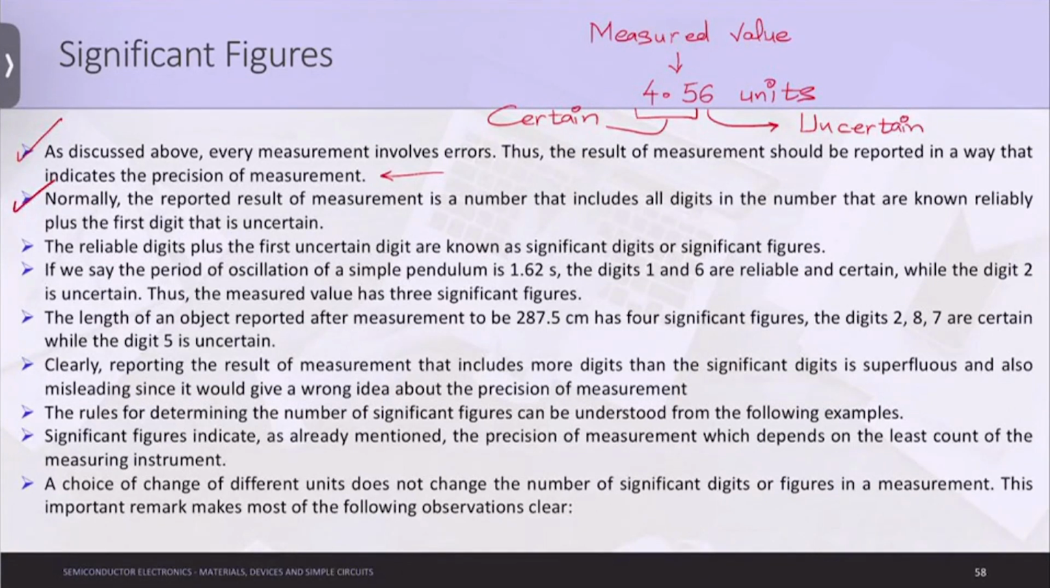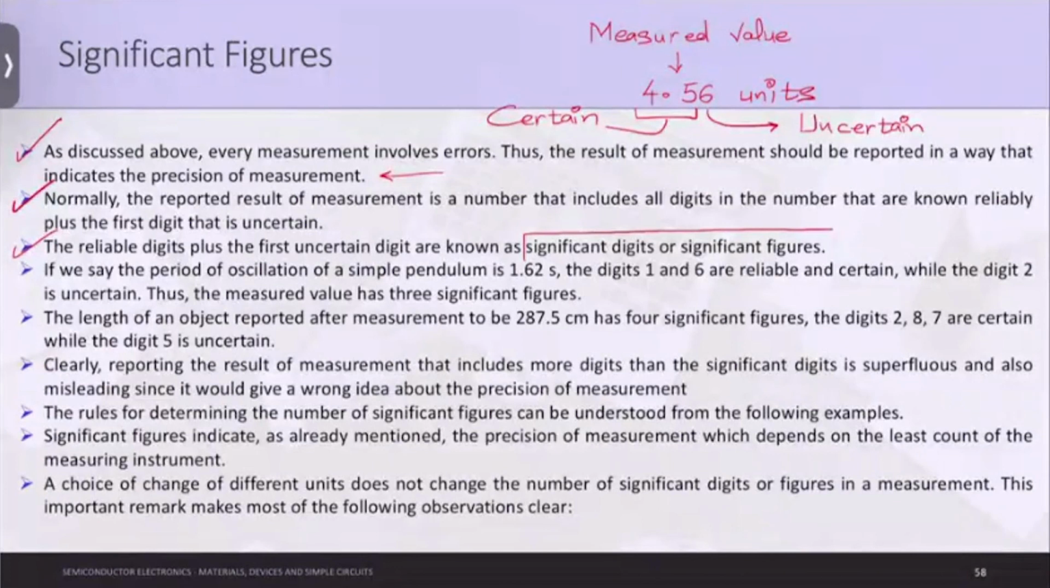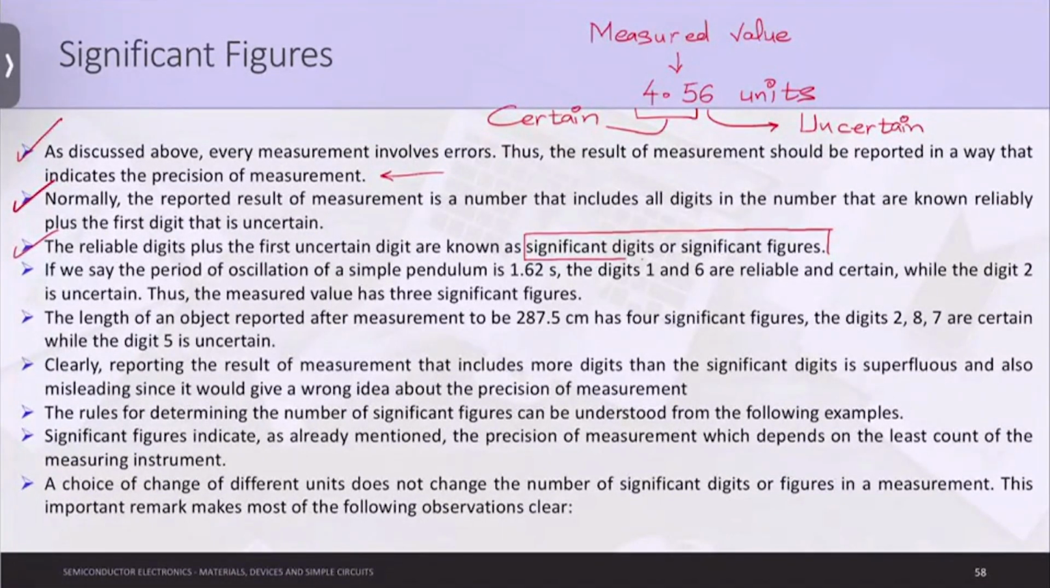So normally a reported result of measurement is a number that includes all digits in the number that are known reliably plus the first digit that is uncertain. Now next thing is the reliable digits plus the first uncertain digit are known as significant digits or significant figures. So this is one of the definitions of your significant digits or significant figures. The reliable digits plus the first uncertain digit.